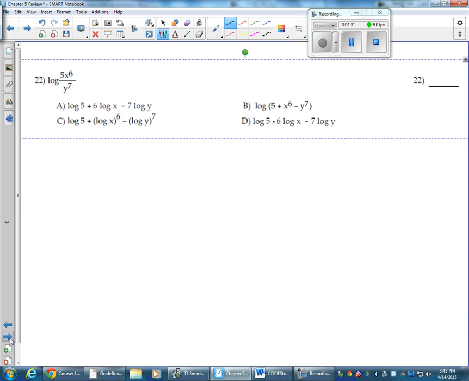All right, question 22. Again, writing it as sums and differences. The first two numbers will be multiplied, so I have the log. There is no base, so I don't have to write a base. The log of 5 plus, since it's x to the 6, that'd be 6 log of x. And then since I'm dividing, I'm going to have to minus 7 log y.